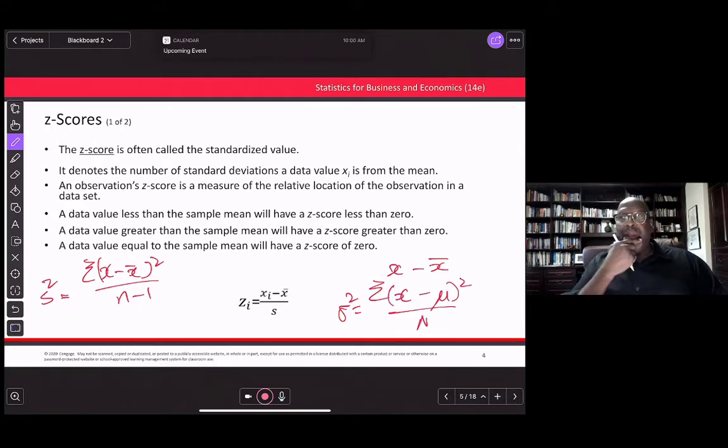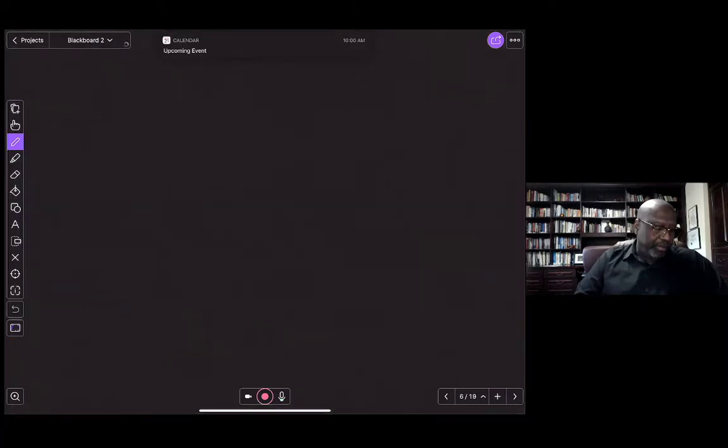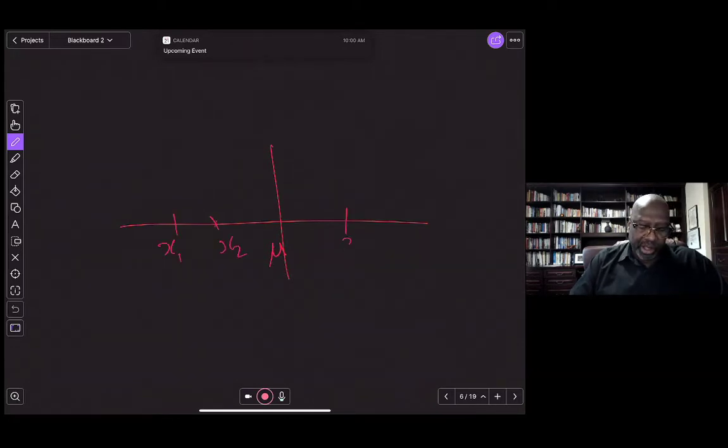Now, if we were comparing different distributions and we wanted to get a sense of the relative location of values away from the mean, what would be nice is if we could find a way to standardize those distances from the average. So I'm just going to give you a plot. If this is my average, mu, and I have a value here, another value here, let's call these x1, x2, x3, x4. I could measure the distances.